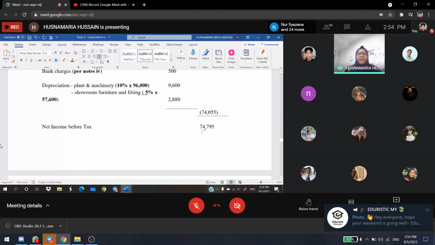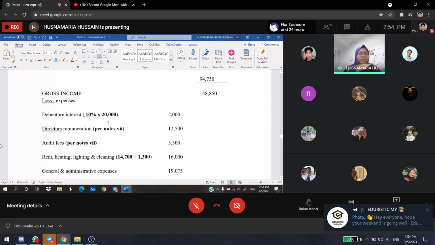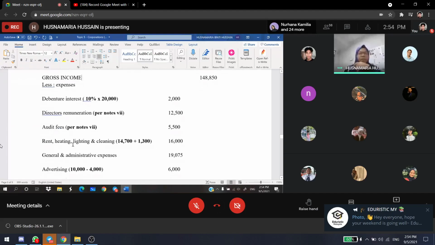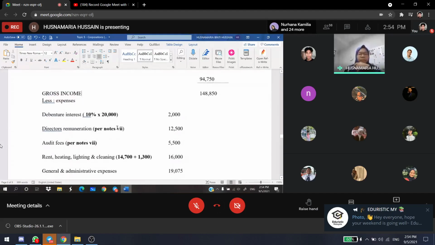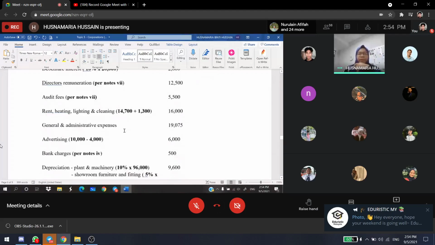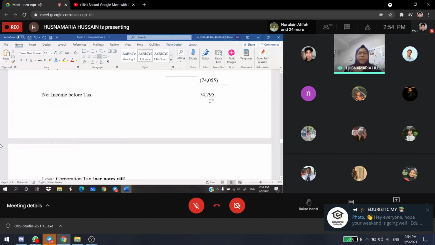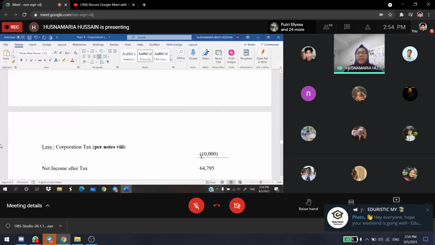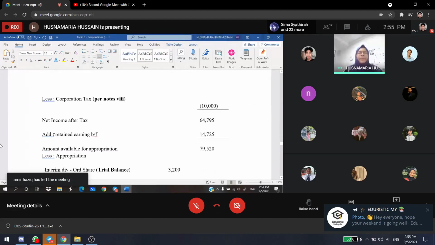And then you get net income before tax. After that, you look here, what do you have? Directors remuneration, audit fees and debenture interest. These three are the new ones, right? And there, net income before tax. Minus tax, given already 10,000, so just write 10,000. So you get net income after tax.